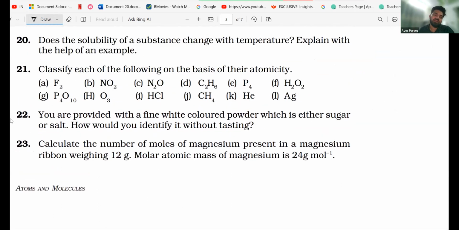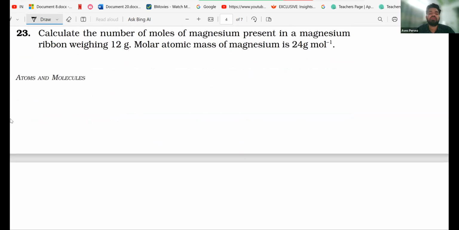Okay, what should be the answer for question number 22? You have sugar or salt. Without tasting, you need to tell me that. Okay, let it be. You can easily find out.